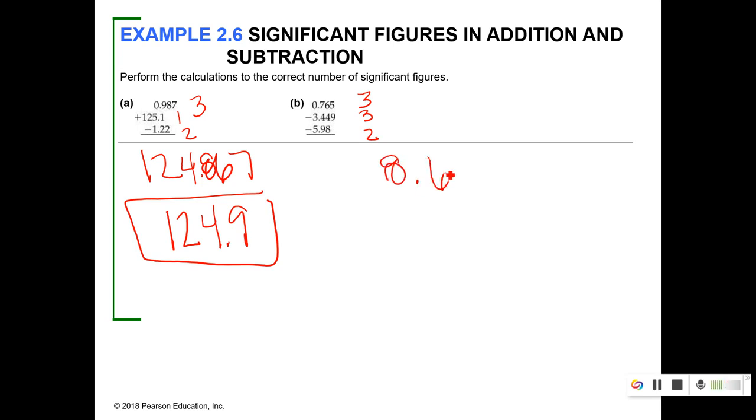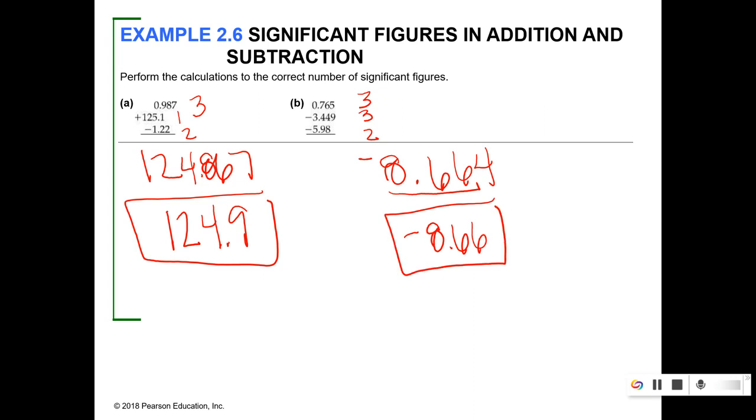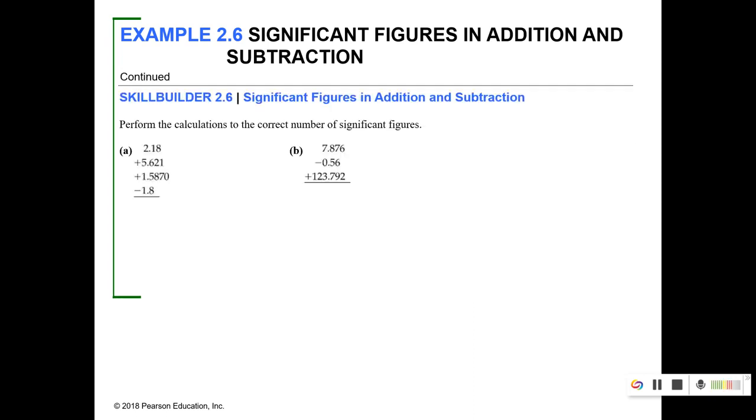For B, I get 8.664, and that's negative. I'm only keeping 2 after the decimal. That's negative 8.66. So all we're focusing on is the numbers after the decimal. So for A, I'm only going to keep 1 after the decimal. So this one's going to come out to 7.6.